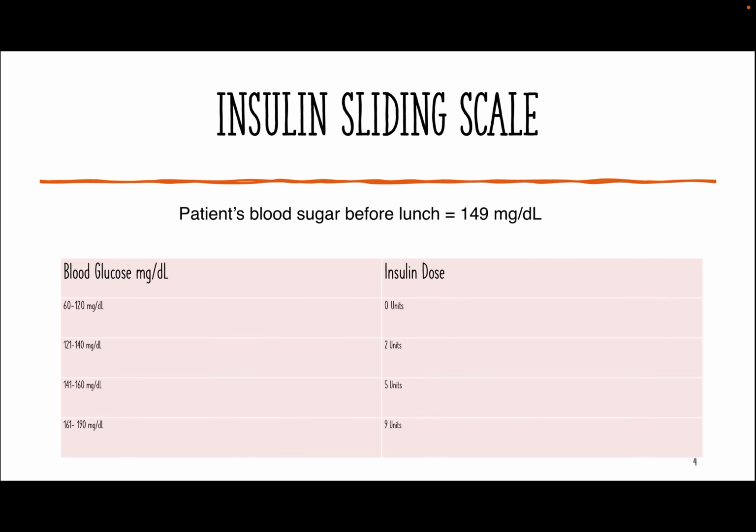If my patient fell in that range, they would get no additional units of insulin. If it were 121 to 140, they would get 2 units. But ours was 149, which puts us right here. Okay, so 141 to 160, which means our patient would be getting 5 units. Okay, so make sure you know how to read this and figure out how many additional units your patient may be getting per their sliding scale.